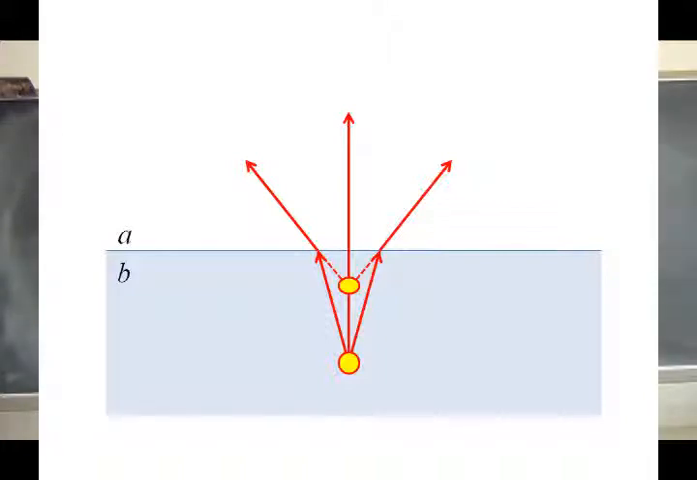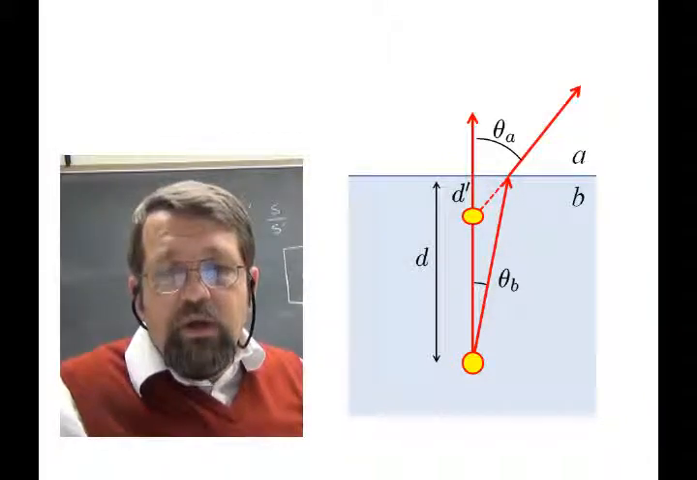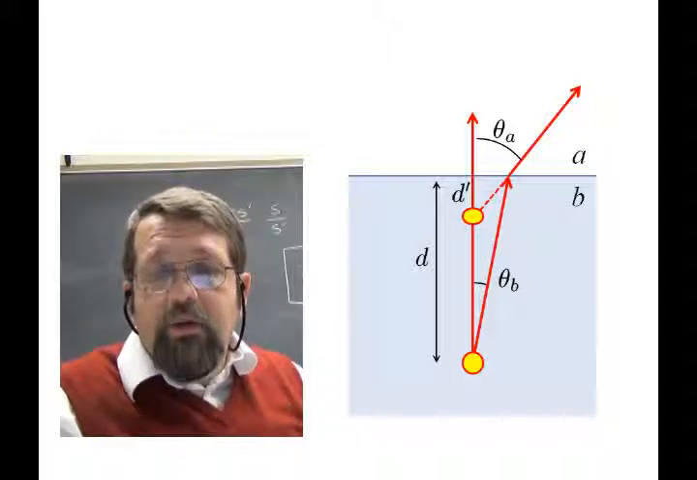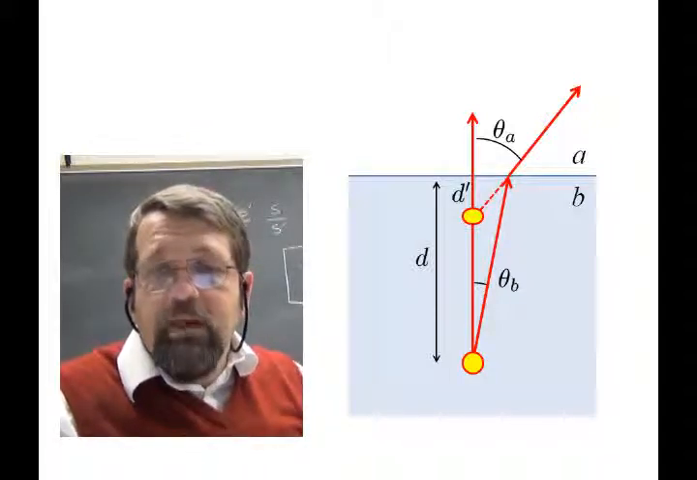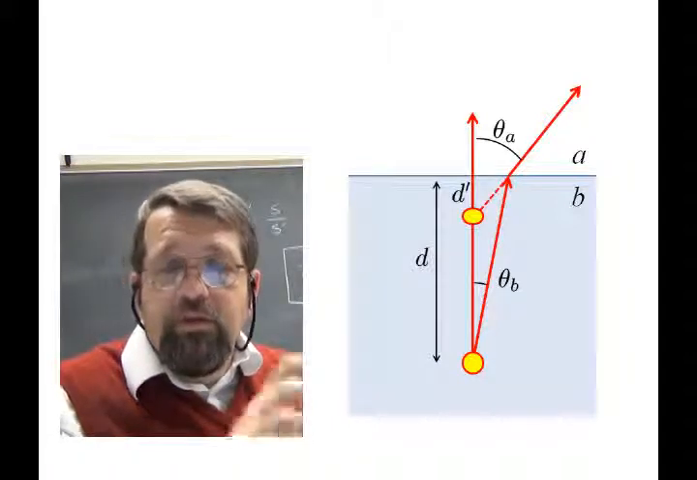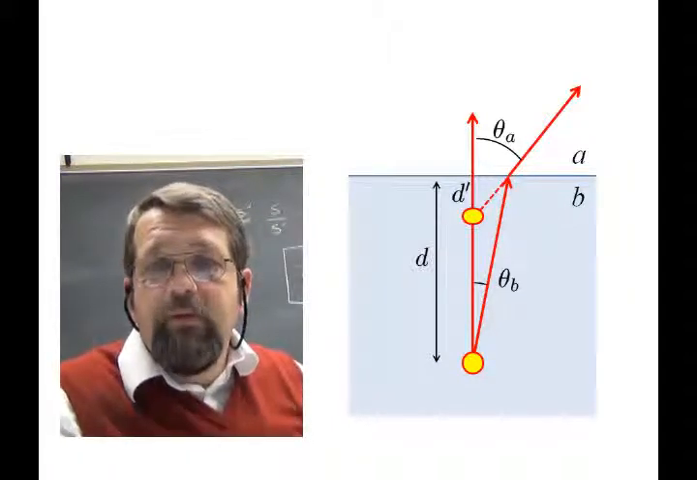Let's do the analysis. So what we're going to do is construct something like this. We have the vertical ray, which just goes out from the object, and also appears to be coming from the image.